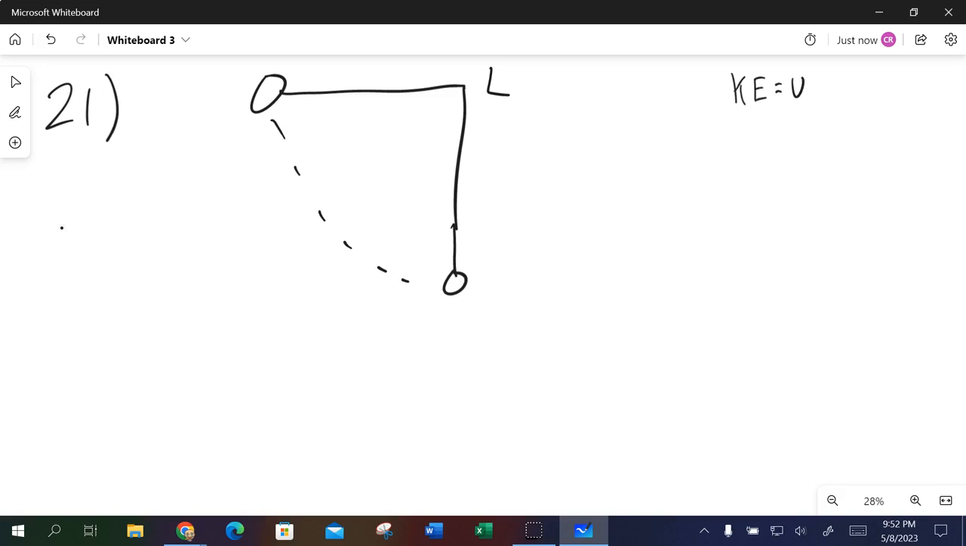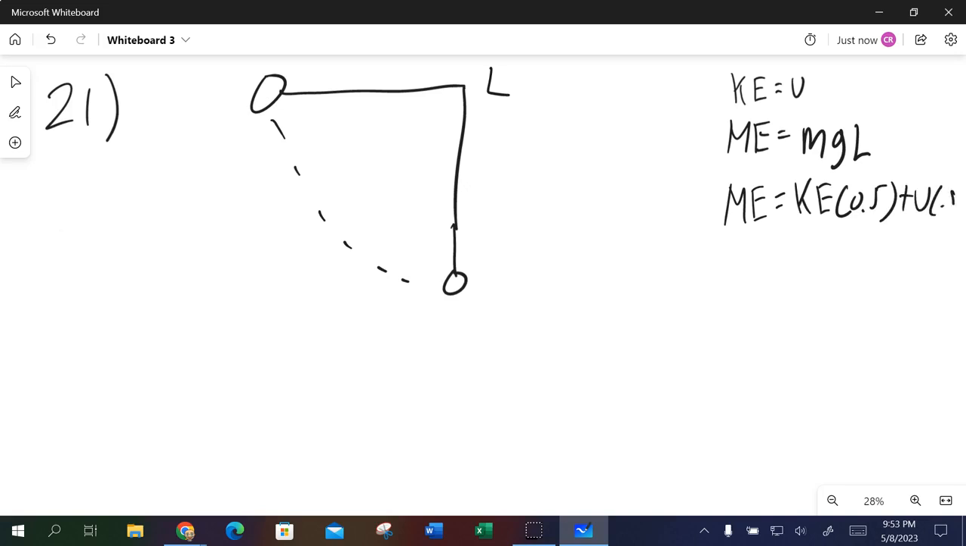Well, we know here that the mechanical energy is going to be equal to m times g times L, because L is the height. So when kinetic energy is equal to potential energy, the mechanical energy is equal to kinetic energy times 0.5 plus potential energy times 0.5. So we know that the potential energy times 0.5 is going to be here at 0.5 L.